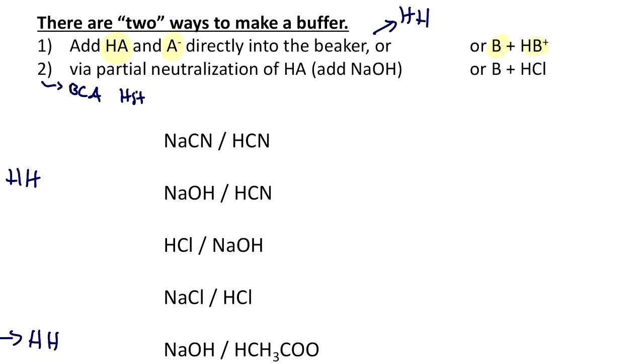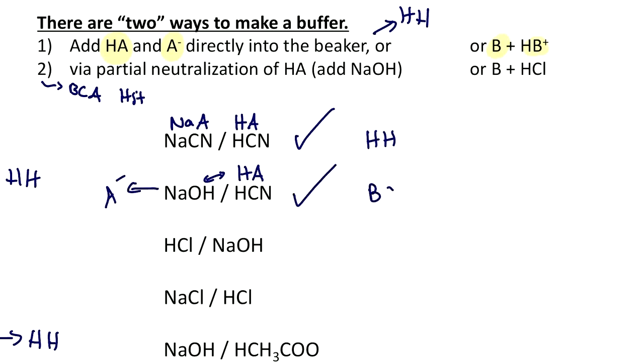NaCN and HCN. Is that a buffer? Yes, that is NaA, and there is HA. That one you just Henderson-Hasselbalch right away. Good, okay. Sodium hydroxide and HCN. Is that a buffer? Yes, it is. Here is HA, that's your weak acid. Adding sodium hydroxide will give you A-. And so yes, this is a buffer. You have to BCA first to figure out how much A- you make, then you Henderson-Hasselbalch.